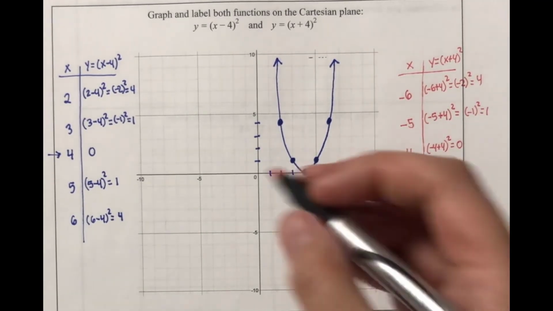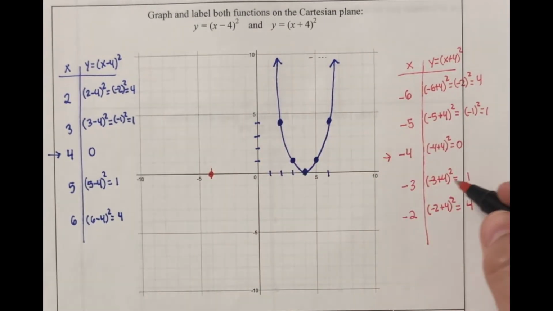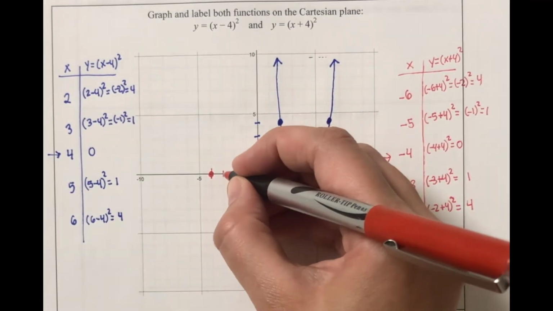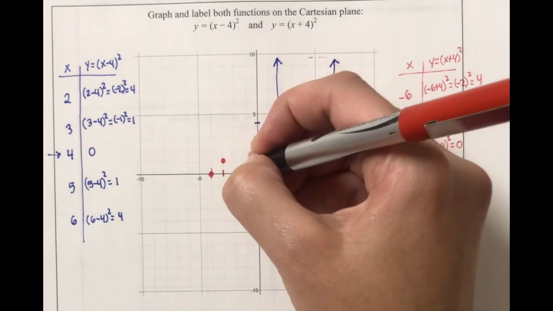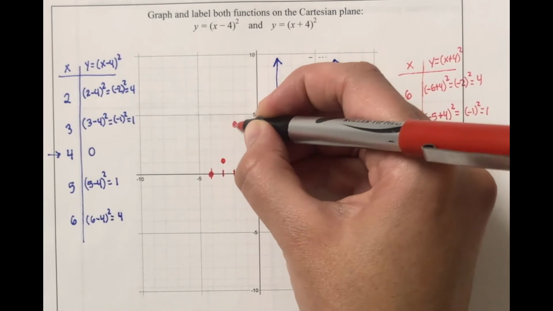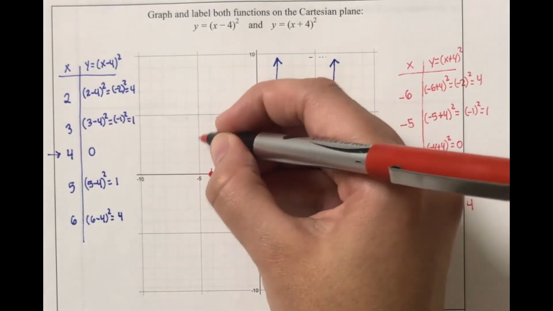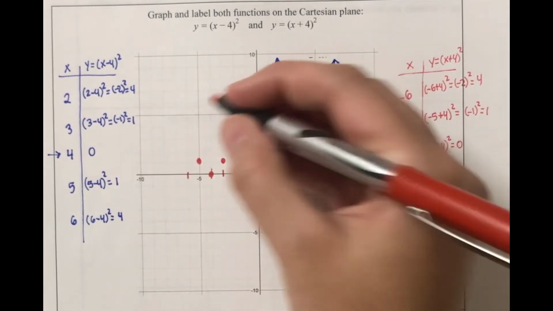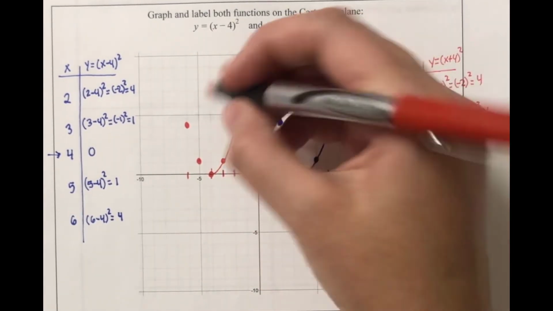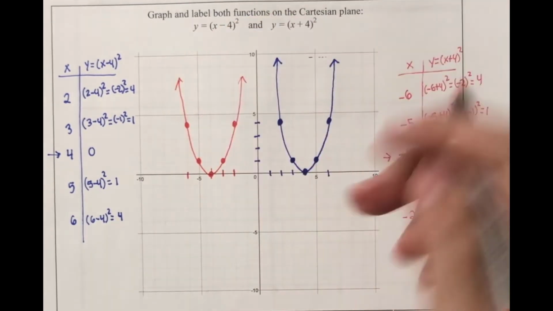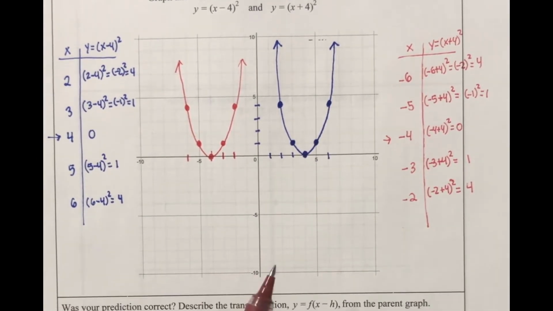Okay, so let's plot those points. I'm going to start in the middle, -4, comma 0. Then let's go -3, comma 1. -3, comma 1 is right there. Let's go ahead and go -2, comma 4. So -2, go up 4. Let's back up to here, -5, comma 1. And then -6, comma 4. Okay, and let's draw our parabola. And there it is. So this graph shifted left. So that is the transformation. So was your prediction correct?